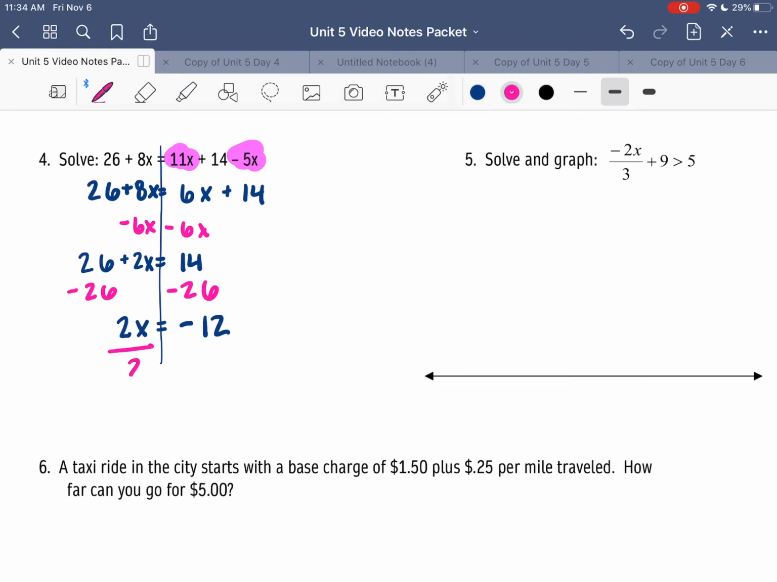And save that division for last if we need to do it. So divide by 2 to get x by itself. We get x is negative 6. Negative 12 divided by positive 2 makes negative 6.